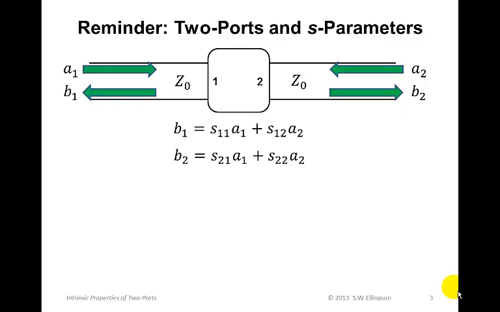We developed the idea of power waves, inbound and outbound from each port. These are A1 and B1 for port 1, and A2 and B2 for port 2, respectively. Then we defined S parameters as the coefficients which describe the linear relationship between these power waves, as shown in the equations on this slide. Finally, remember that all these values depend on the chosen value of the reference impedance, Z0, which is typically, but not always, chosen to be 50 ohms.